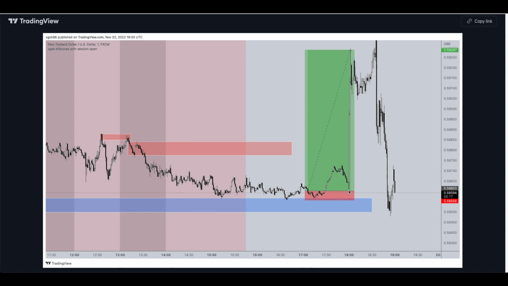At the time of the federal funds rate decision, we see the same sort of move that we saw in GU, a big drop down into this imbalance fill here, and then a main movement up to the upside to our main TP point up here for that 1:15 risk to reward ratio.